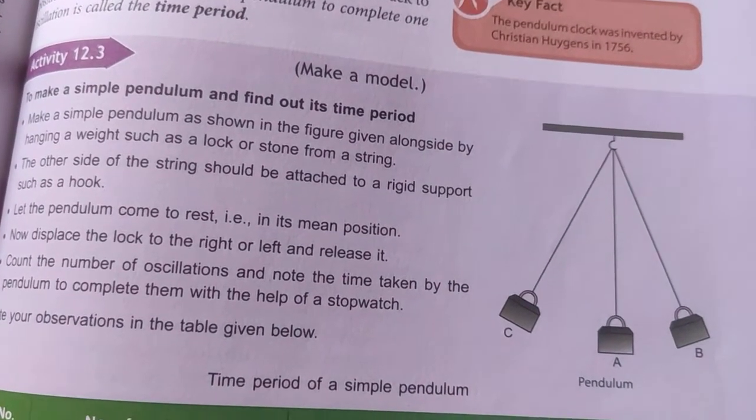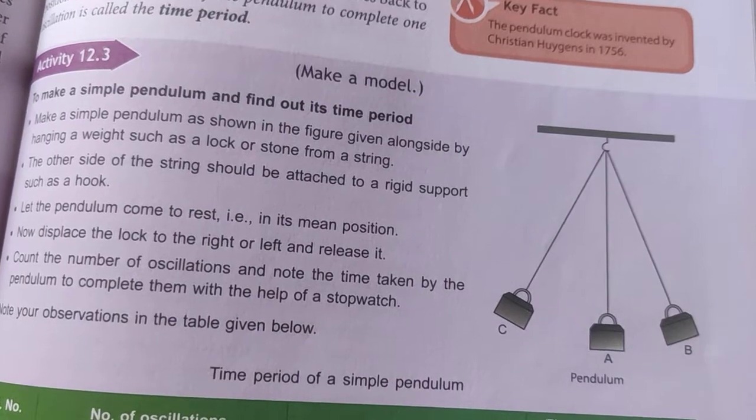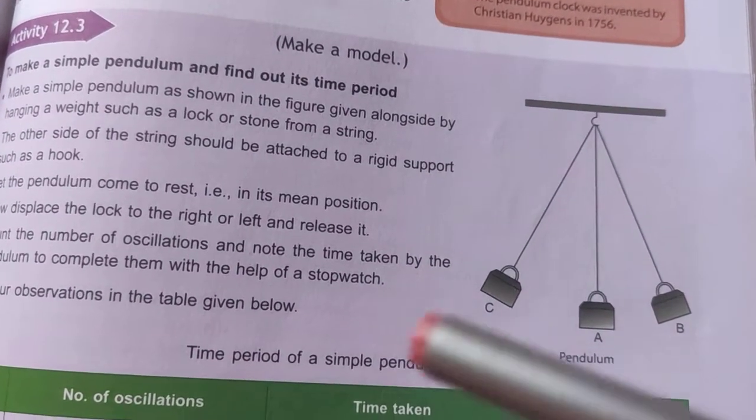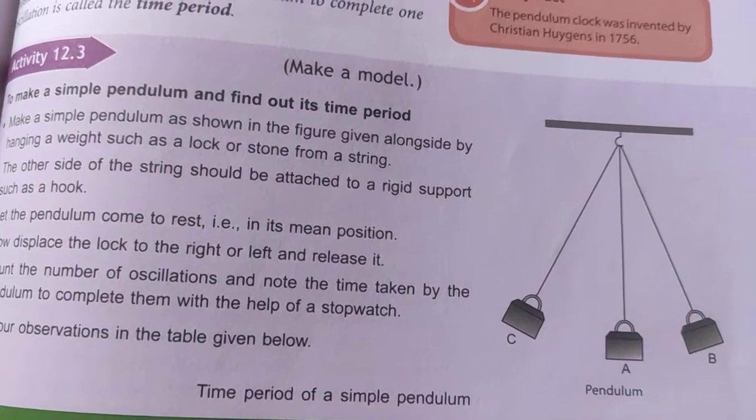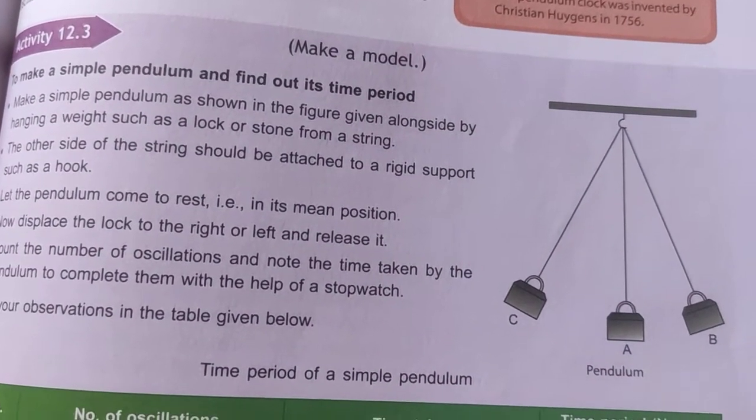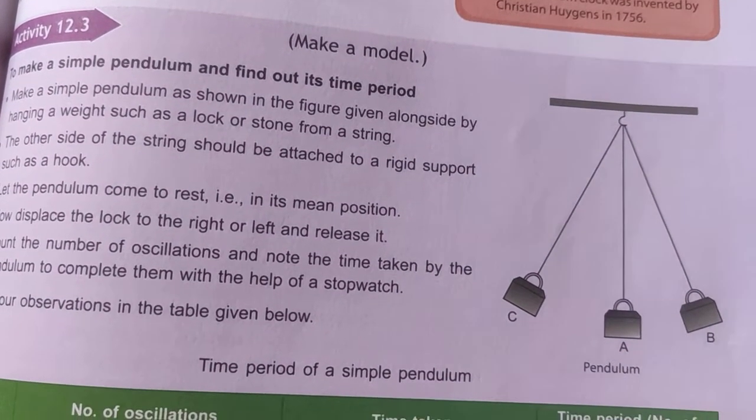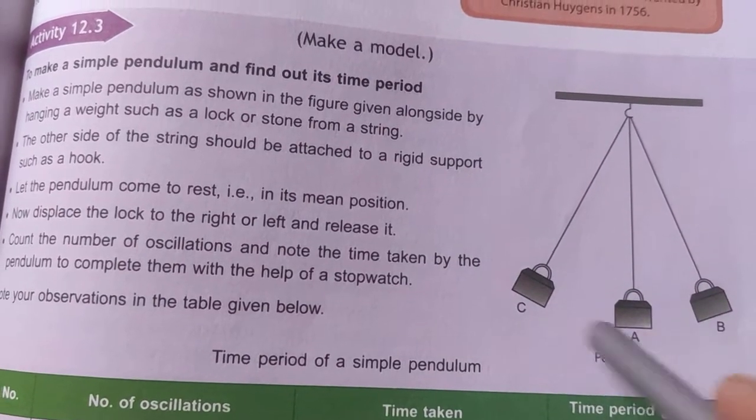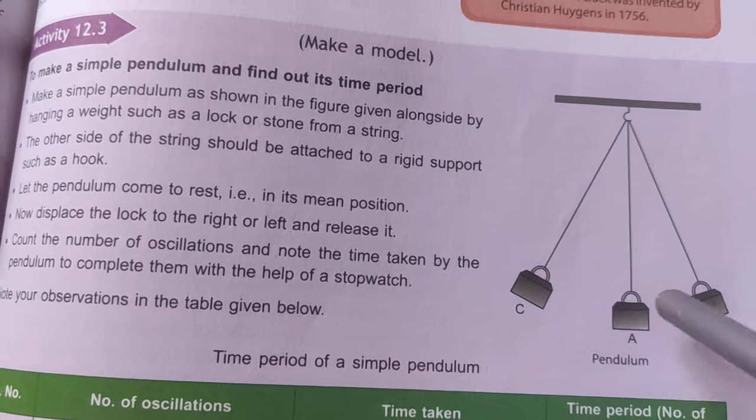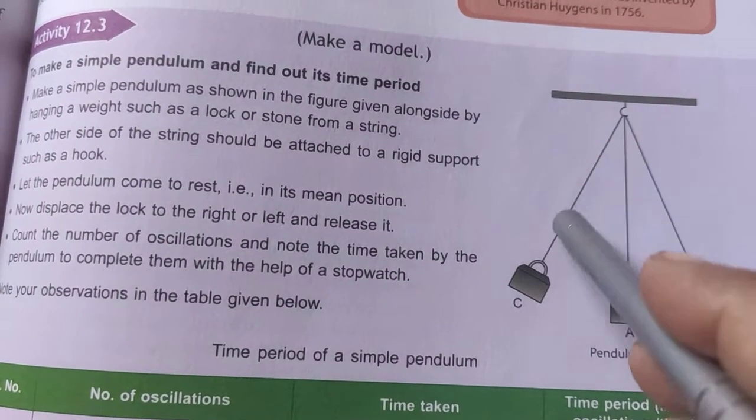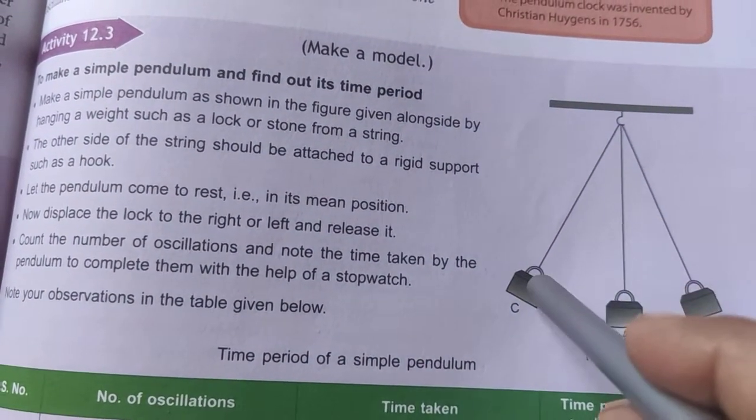Now, you have to use a stopwatch. Most mobile phones have a stopwatch, so you can do that. Or what you can do is, in 1 minute you can see how many oscillations that particular lock completes with a particular length of thread.